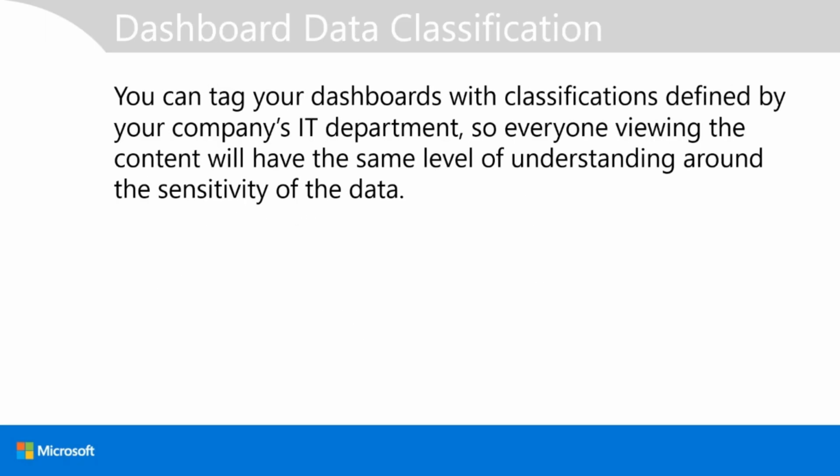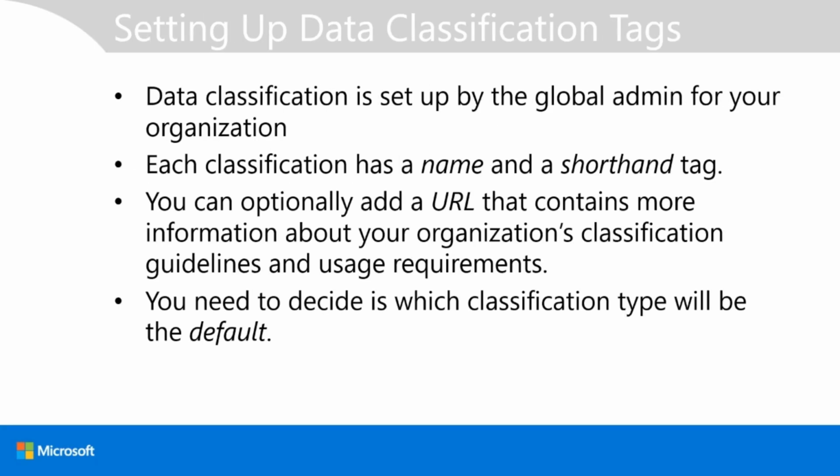You can tag your dashboards with classifications defined by your company's IT department, so everyone viewing the content will have the same level of understanding around the sensitivity of the data. Data classification is set up by the global admin for your organization. Each classification has a name and shorthand tag. You can optionally add a URL that contains more information about your organization's classification guidelines and usage requirements.